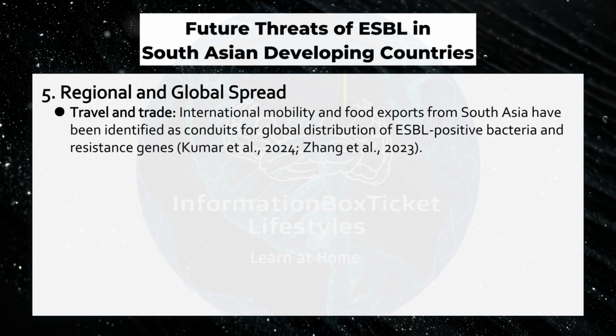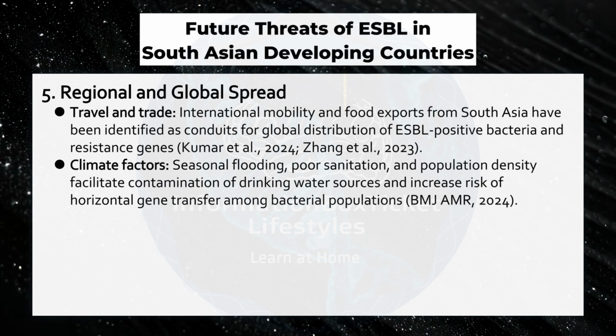Travel and trade. International mobility and food exports from South Asia have been identified as conduits for global distribution of ESBL-positive bacteria and resistance genes. Climate factors. Seasonal flooding, poor sanitation, and population density facilitate contamination of drinking water sources and increase risk of horizontal gene transfer among bacterial populations.